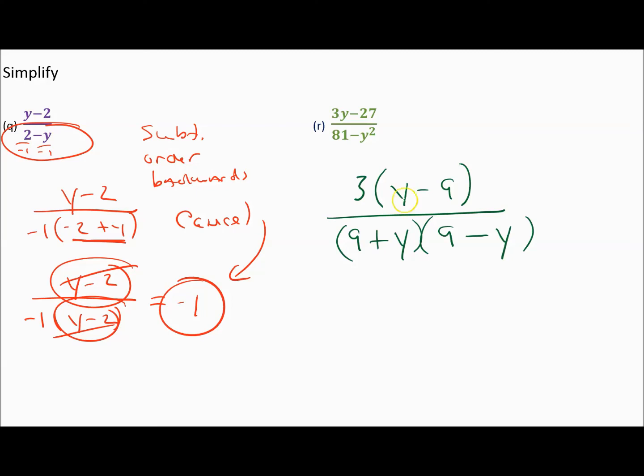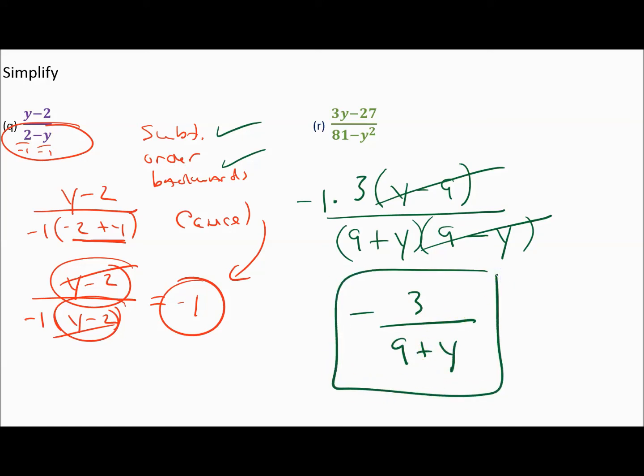Now look, y minus 9 and 9 minus y. Notice it's subtraction, and the order is backwards. When you do that, that's going to give you a negative 1. So I can cancel these, but that's going to leave me with a negative 1 times my answer. So I'm going to have a negative 1 times 3 is negative 3 over 9 plus y as my final answer. So it's okay to cancel these when they're opposite like that, but it's always going to leave a negative.